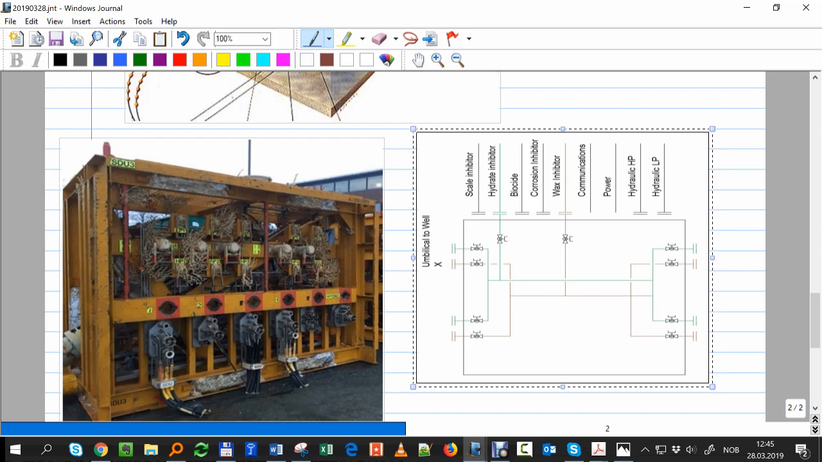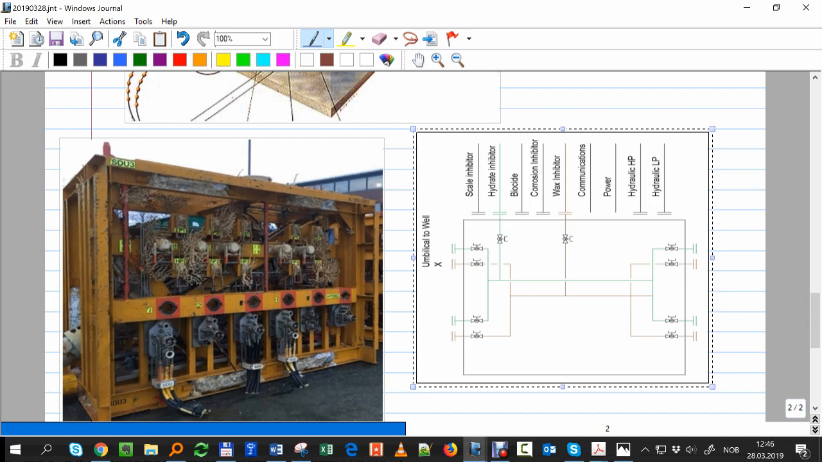And remember, for each well you need a routing valve, just like in a production manifold. So if you need to produce to well X, then this one should be open. I don't know if you can see it from here, but here you have some of these valves that you can activate, open or close.